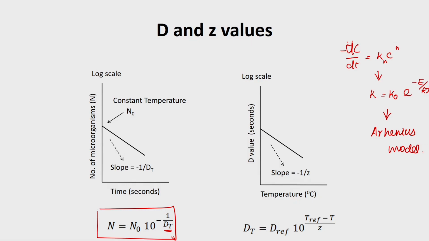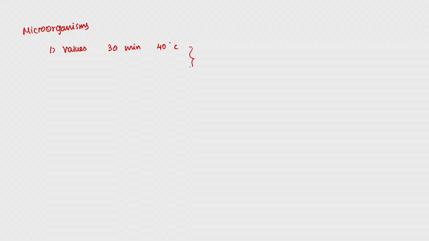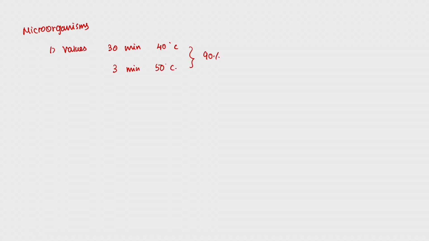So, now I will just give one example. For example, for a particular microorganism, it takes D values of 30 minutes at say 40 degree, and it takes 1 log reduction, right. 1 log reduction is nothing but something like 90%. So, I will put 3 minutes then at 50 degree centigrade. So, what is my Z value? I already told 1 log reduction in D value. So, this is nothing but 10 degree centigrade, isn't it?